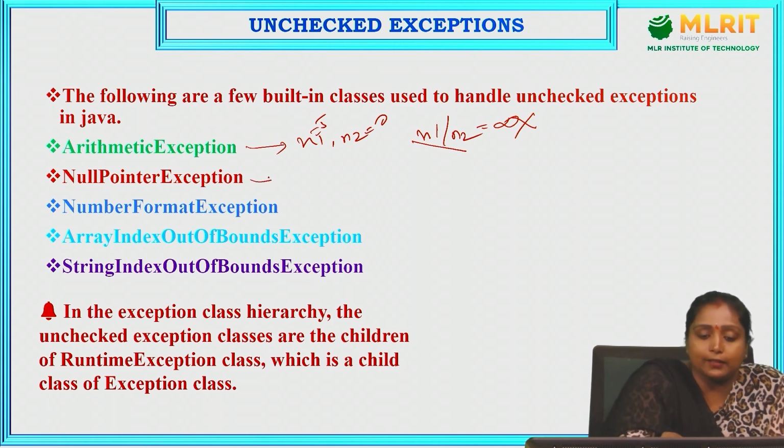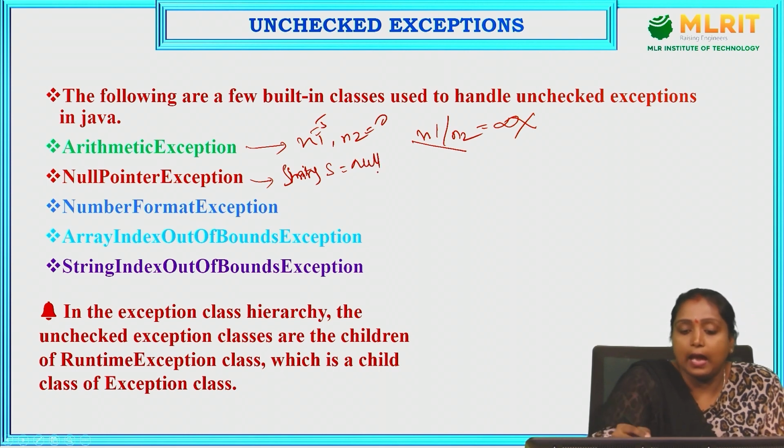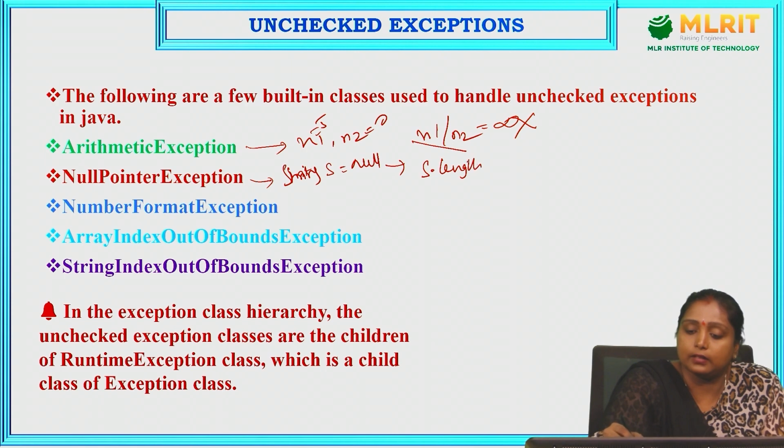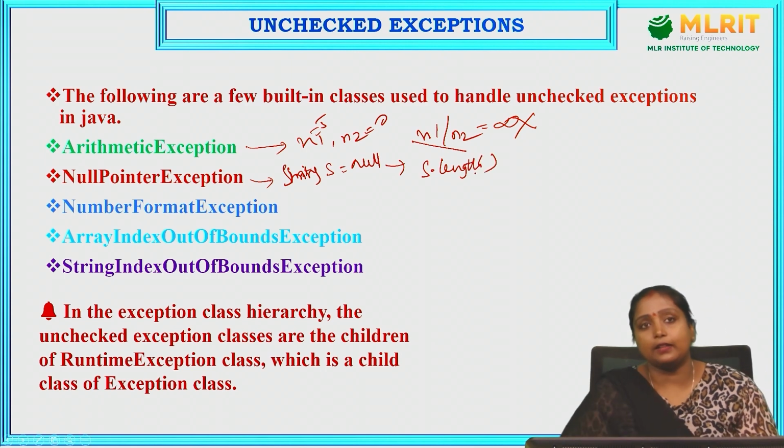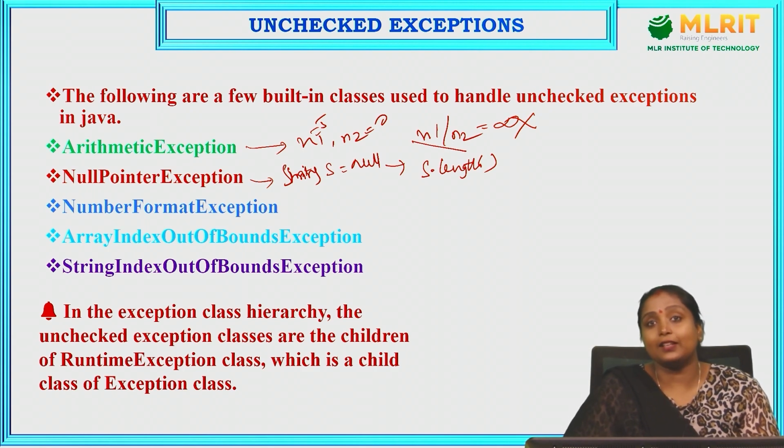Null pointer exceptions. If I am creating a string s equals null, and I am trying s.length, I am trying to find the length of that string. So, which is an exception? I have written that as null and I am asking for the length of the null. So, what is the length of that string?